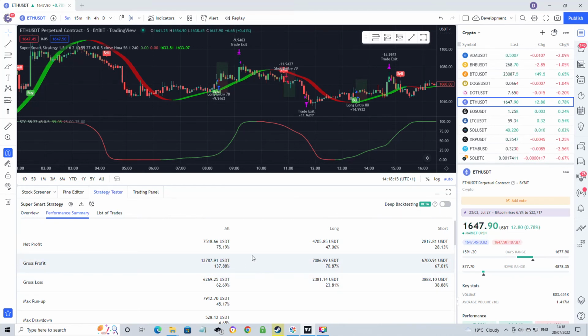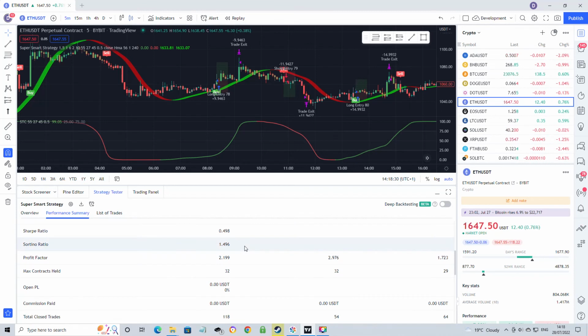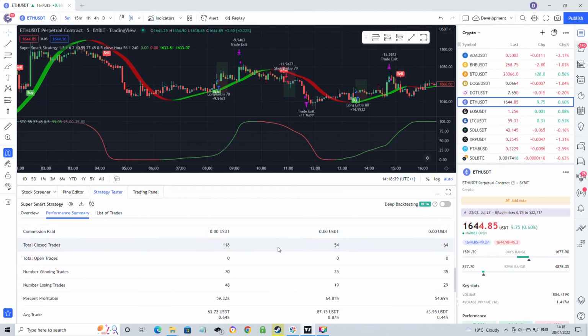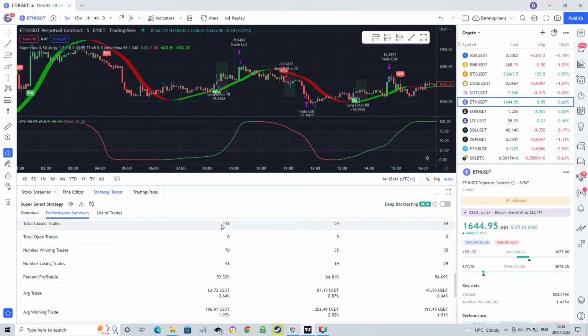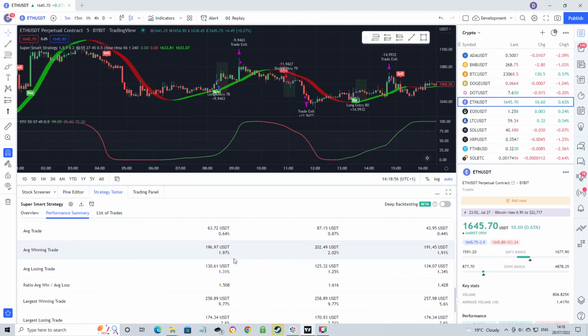Just having a quick look over the performance summary. We can see that a large percentage of the profit was made up on the long entries rather than the short. Profit factor of 2.199, as I said before. Sharpe ratio 0.498. Total number of 118 trades in this case, and of those 70 were winning trades, with an average of around $64 profit per trade on average.